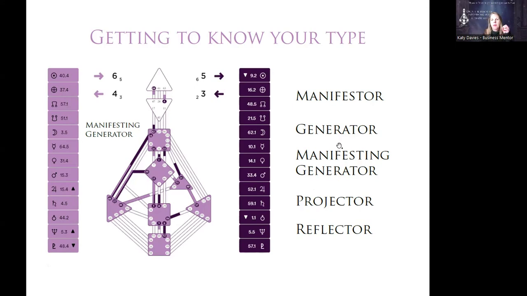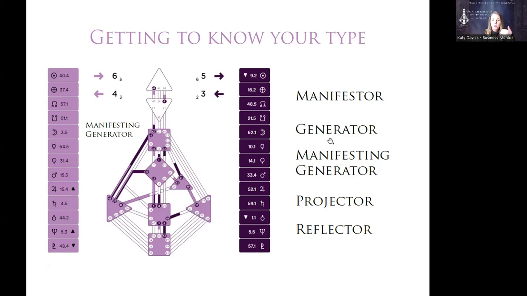But again, the manifester does not have the same energy source as the generator and the manifesting generator. So the manifester is not designed to see the whole project through to the end. There will be a point in the project where the manifester withdraws themselves. They put the team together, everything's in place, and they protect. The way that a manifester protects their energy is by removing themselves from the project at the right point and letting everyone else see it through to completion.